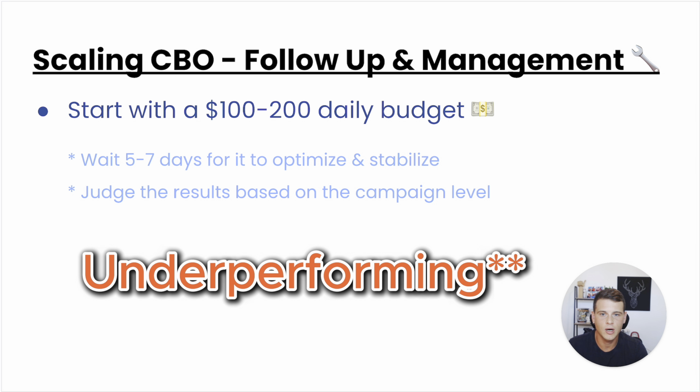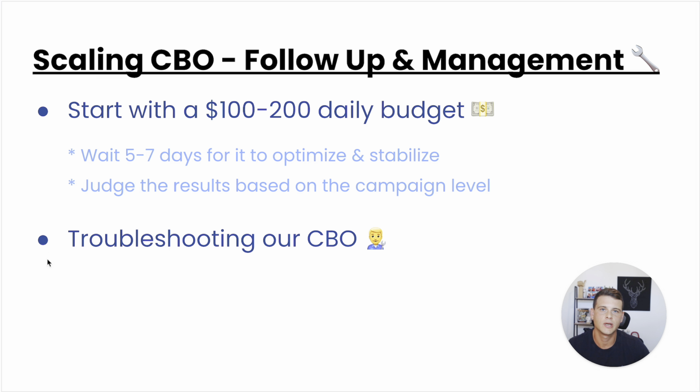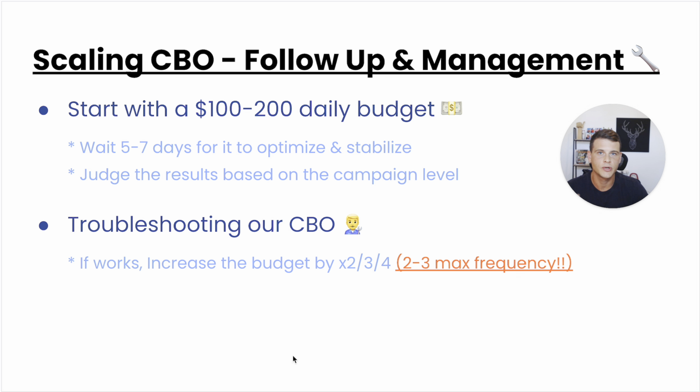And even if you have underperforming ad groups inside the CBO, they might still help stabilize the top performing ad groups. Now, troubleshooting our CBO. If your CBO works pretty well, then it's time to go ahead and increase your budget. So if you have very good results, you can quadruple the budget, or if you have decent results but not the best, then you can start with only doubling.